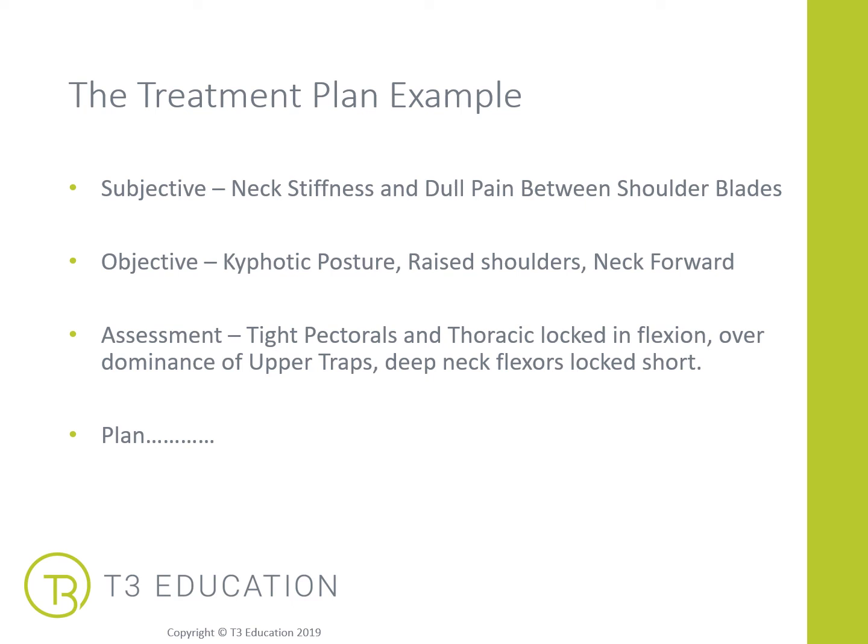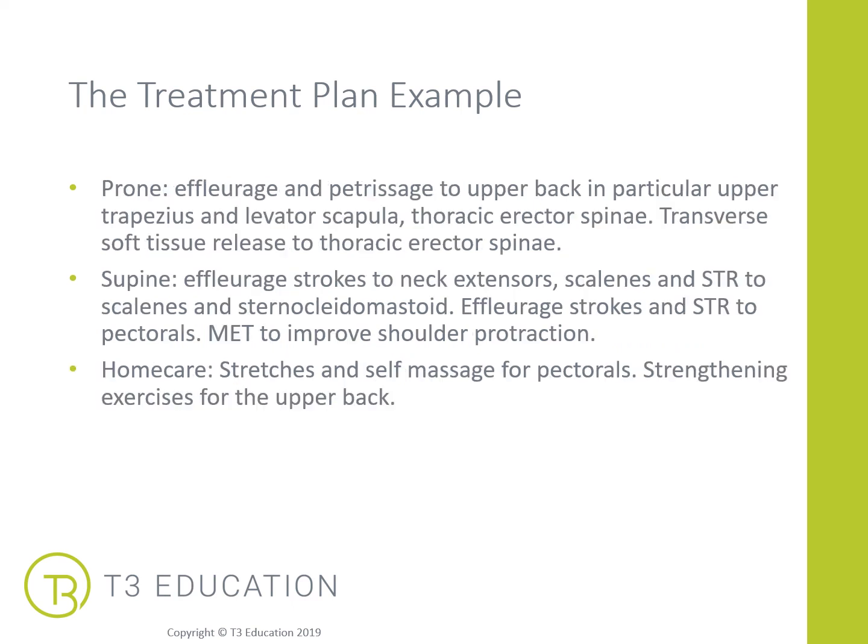On assessment, I hypothesize that actually a tight chest and a thoracic spine locked in flexion, coupled with this over-dominance of the upper traps that we see and those deep neck flexors being locked short, is what could be creating this neck stiffness and dull pain between the shoulder blades for this client. So neck stiffness being in those locked short upper traps and that dull pain between the shoulders being in those pulled long mid-traps, rhomboid area. So what is my plan?